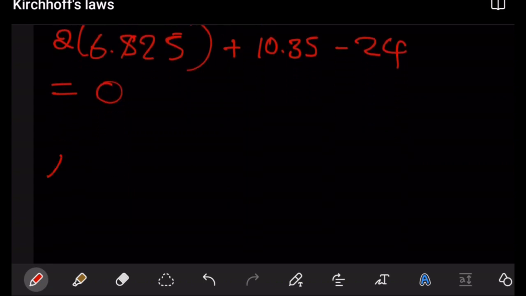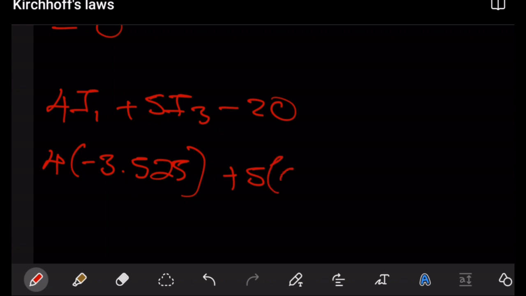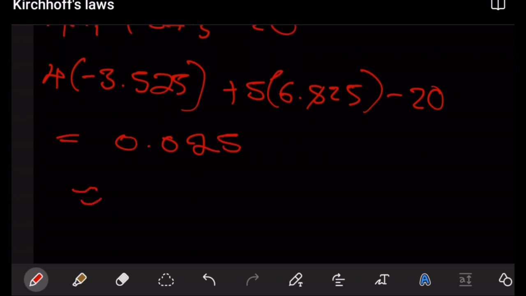Lastly, we have 4 I1 plus 5 I3 minus 20. Let's see what we get. Does this give us 0? So we have 4 times minus 3.525 plus 5 times 6.825 minus 20. And this gives us 0.025. And this is approximately equal to 0. So this part is just due to rounding off.